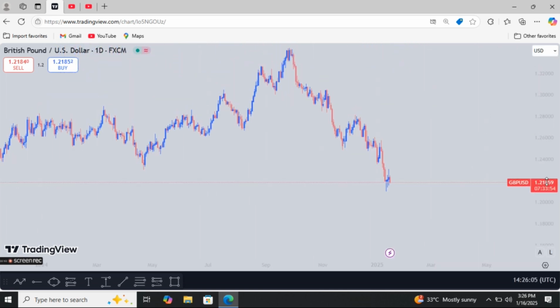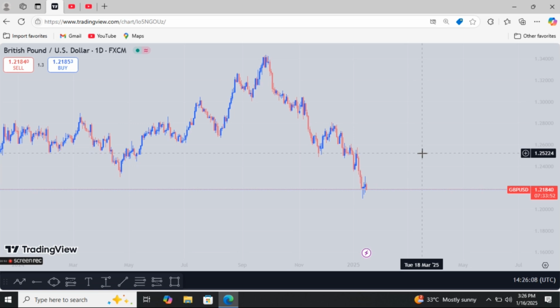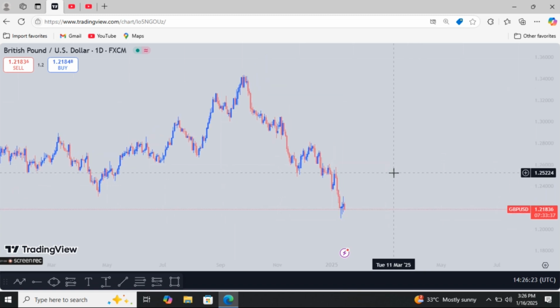What do I do on the daily time frame? On the daily time frame, I'm looking for the trend of the market and the market structure that is forming. So firstly, as you can see, the market is moving in a downward trend. It's creating lower lows and lower highs market structures.